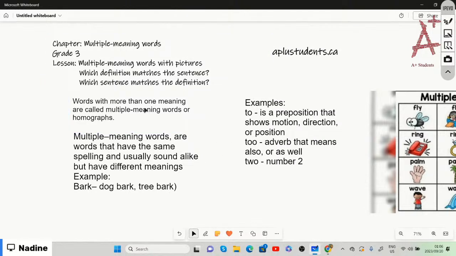So, multiple meaning words, right? Words with more than one meaning are called multiple meaning words, or we can also call them homographs. So, if we have words with more than one meaning, then we call that multiple meaning words.